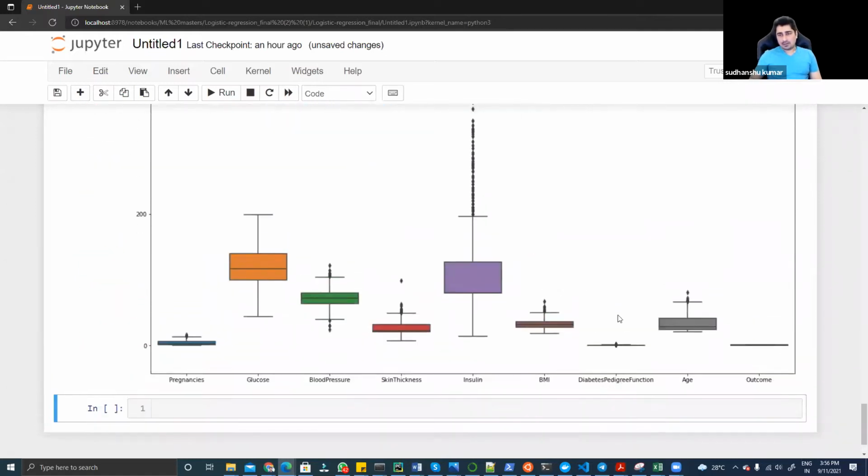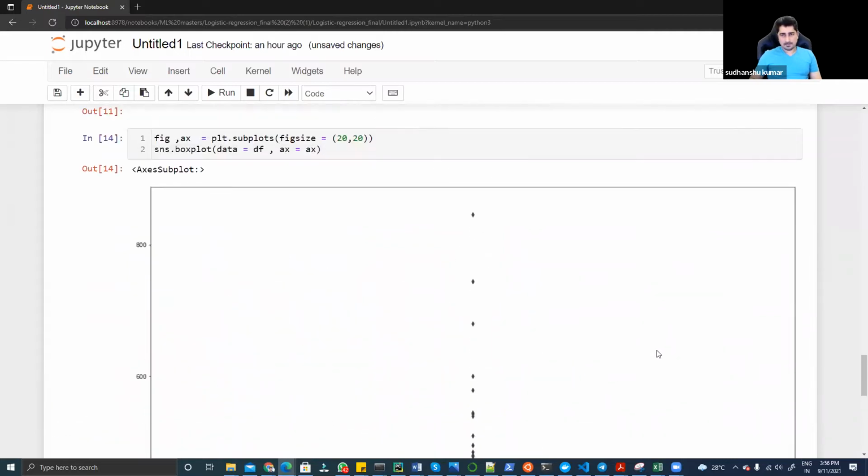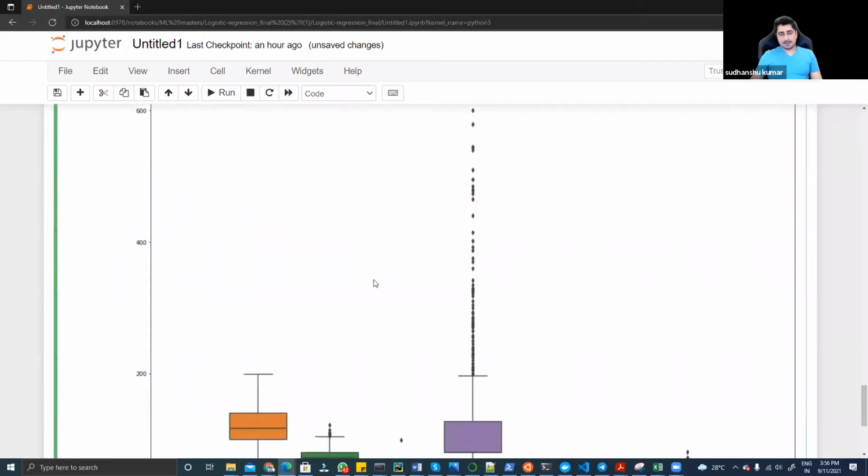Okay. So now this is a box plot that we all are able to see, right? A very simple way. So are you able to see it, guys? Yes. So this is a very simple box plot that we are able to do.